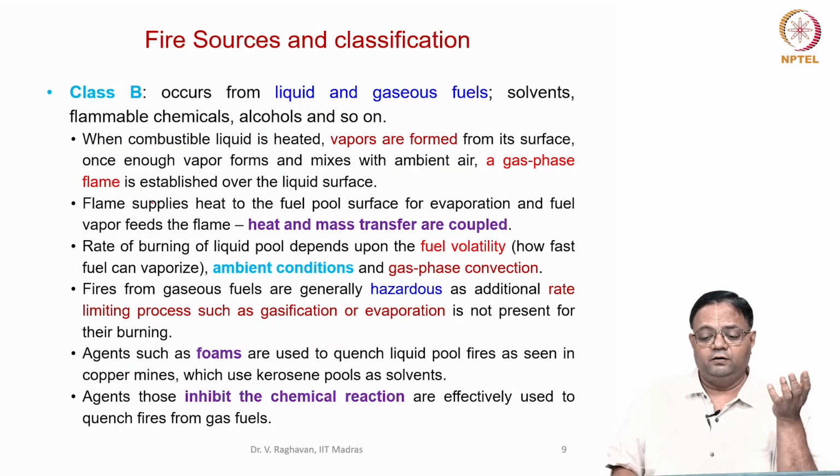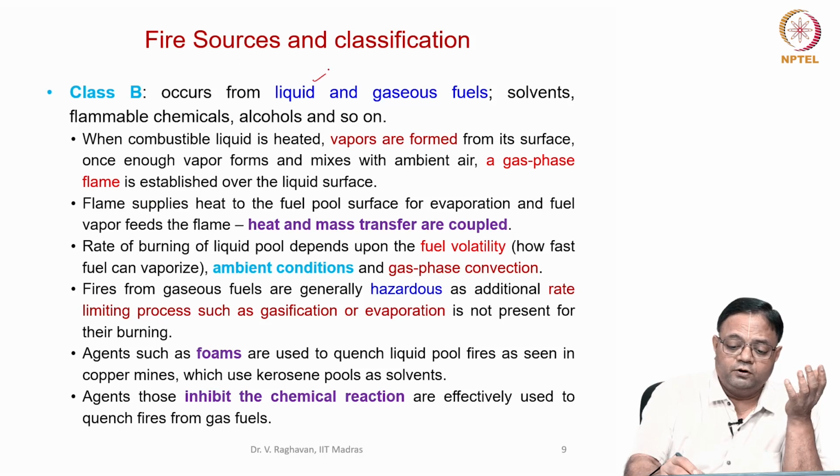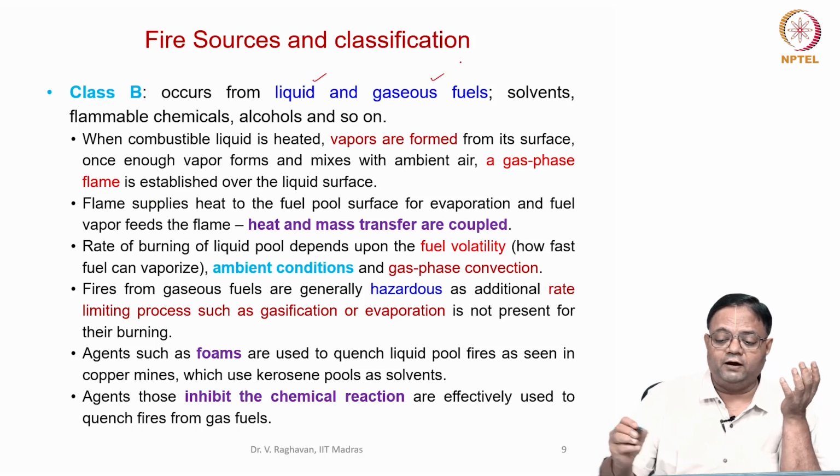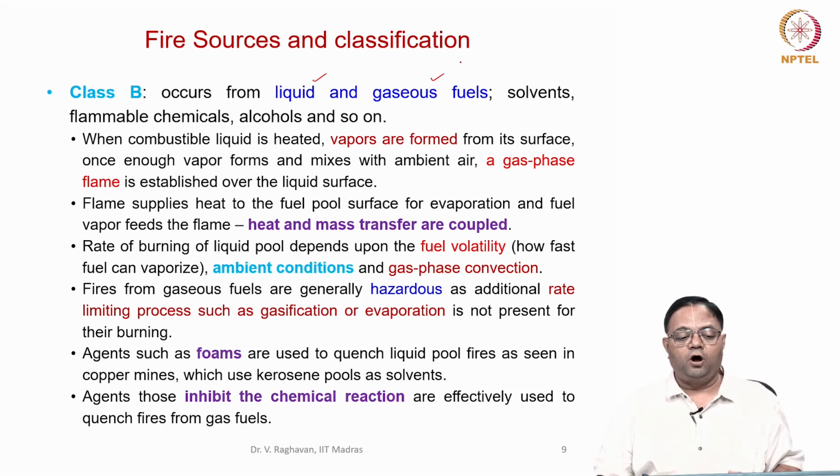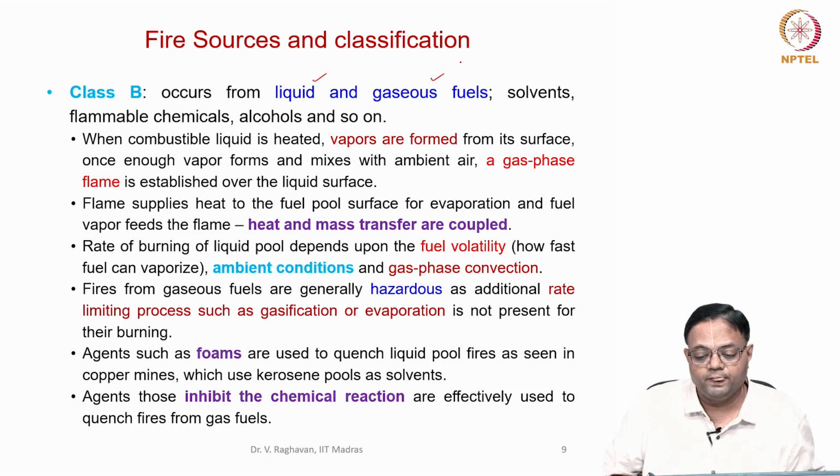Class B fire involves fuels like liquid and gas fuels. So flammable chemicals, solvents, alcohols, ethanol is also a solvent used in several industries. So this contributes to class B. Some gases also, CNG, LPG. So these fires are class B fires.